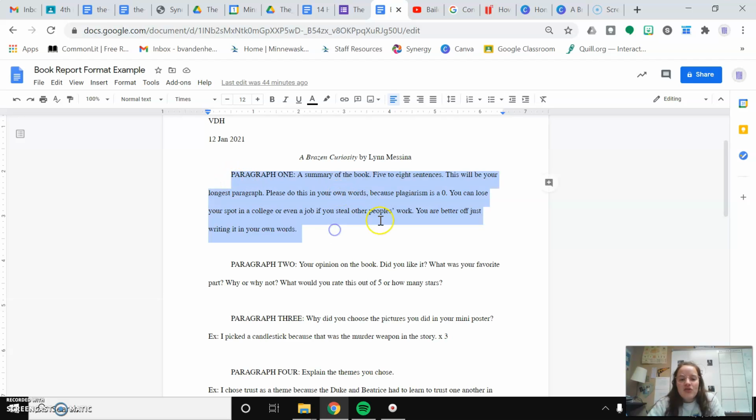Then your first paragraph is just a summary of the book, 5 to 8 sentences, and this is going to probably be your longest paragraph. Describe to me when it takes place, who are the characters, what is the conflict, how is it resolved. I think finding at least 5 sentences to summarize your book should be pretty easy. Do this in your own words. I'm begging you. Well, I'm not begging you.